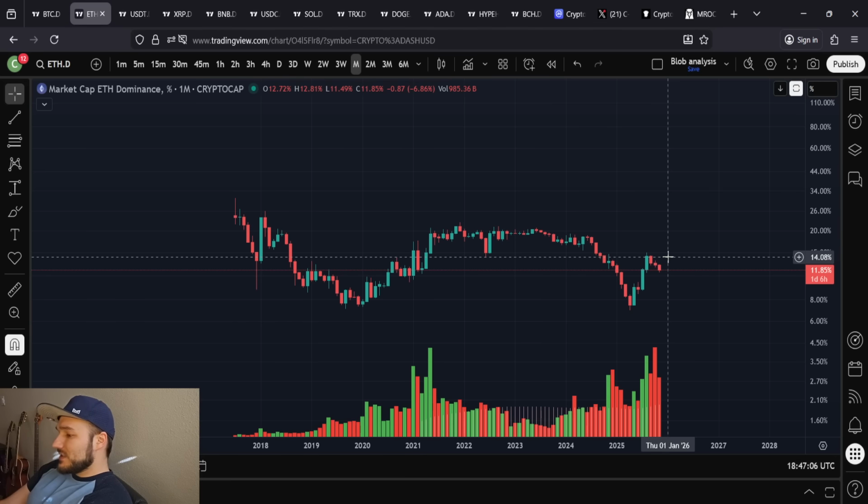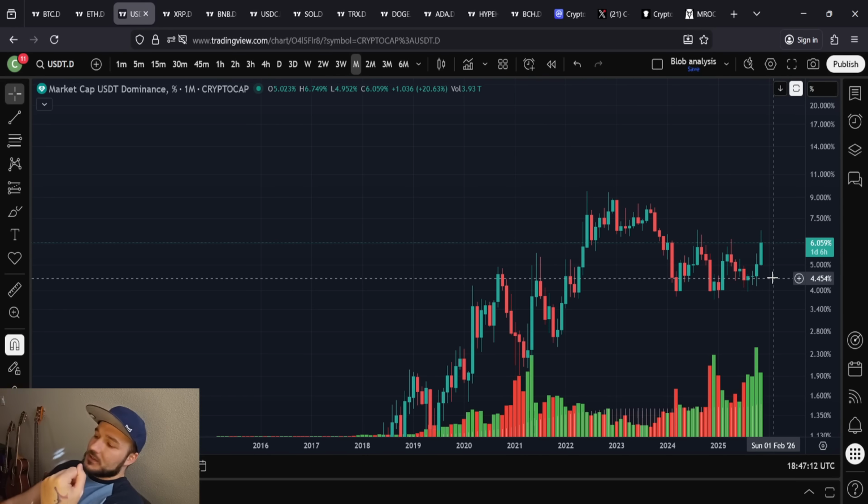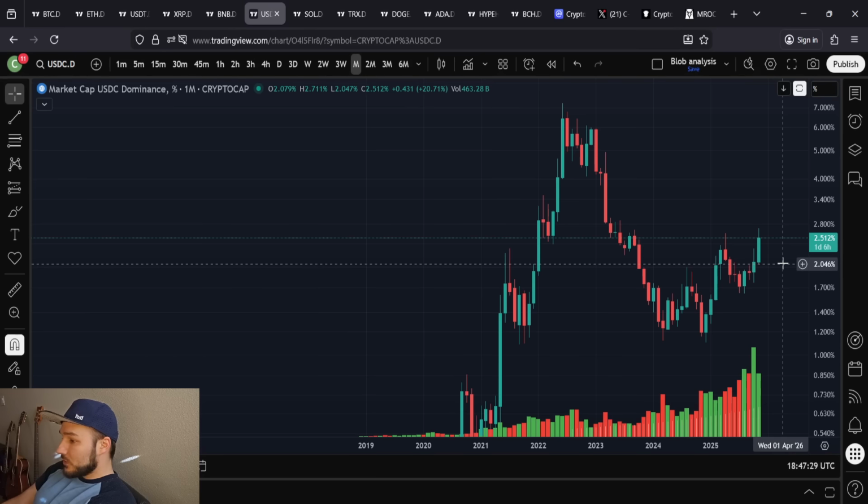It's no surprise at all that USDT dominance has gone up. Because if the markets are going down, people are either selling their cryptos and getting out completely, or more likely, they're selling into stablecoins, USDT and USDC. So it makes sense that both USDT and USDC would see some growth.